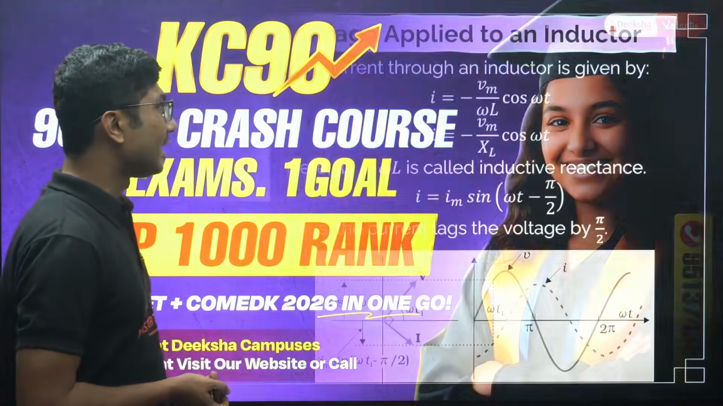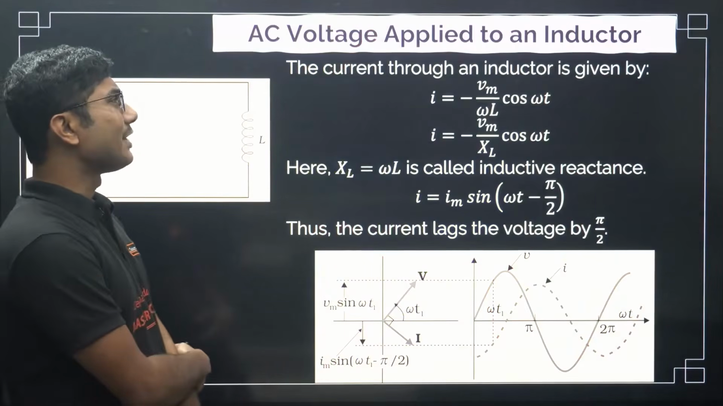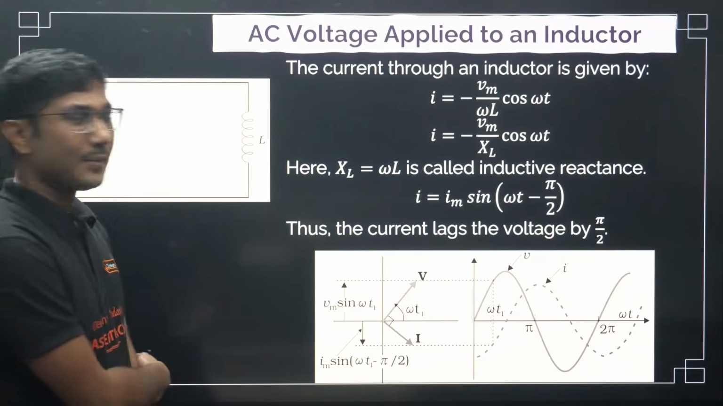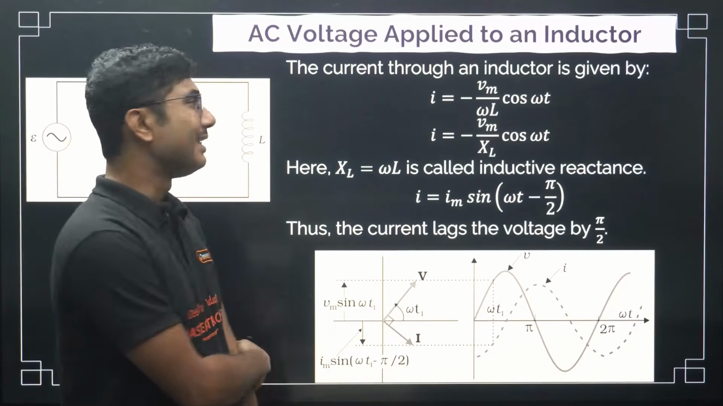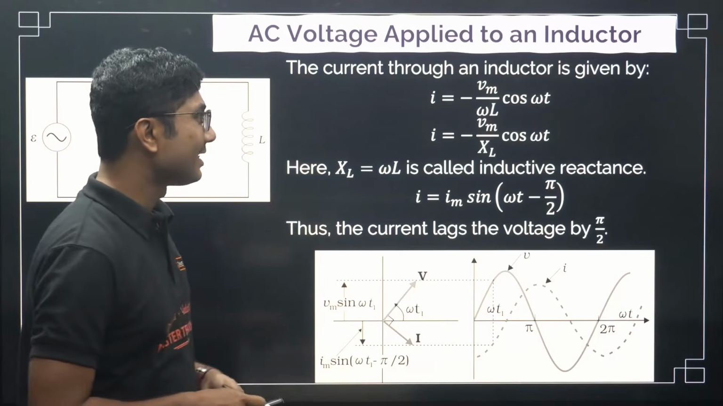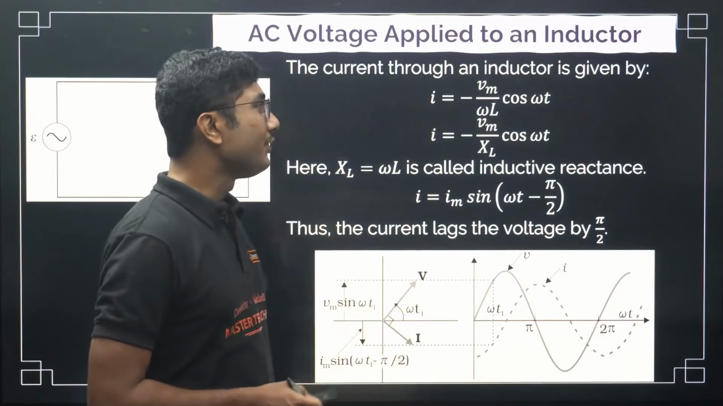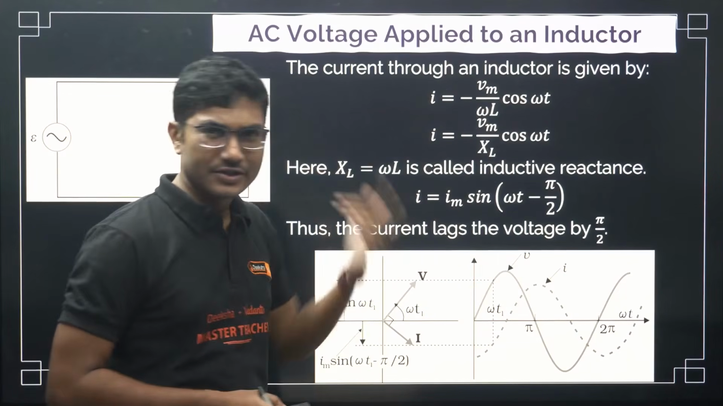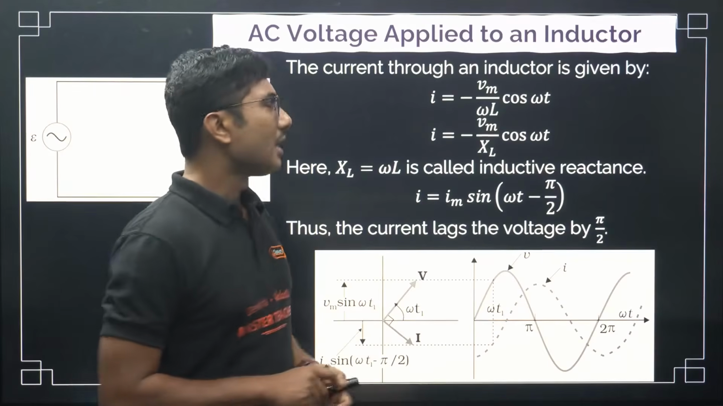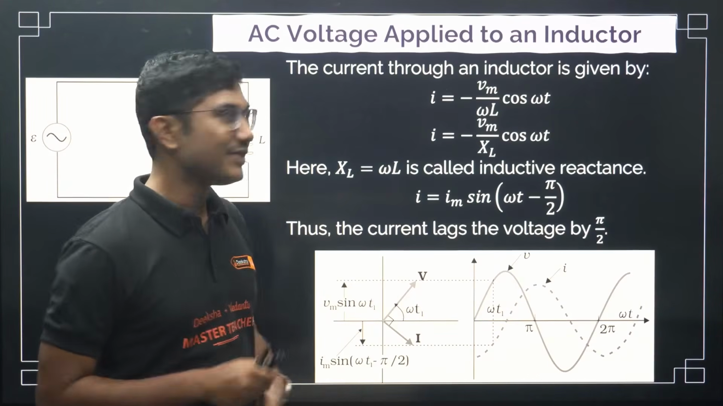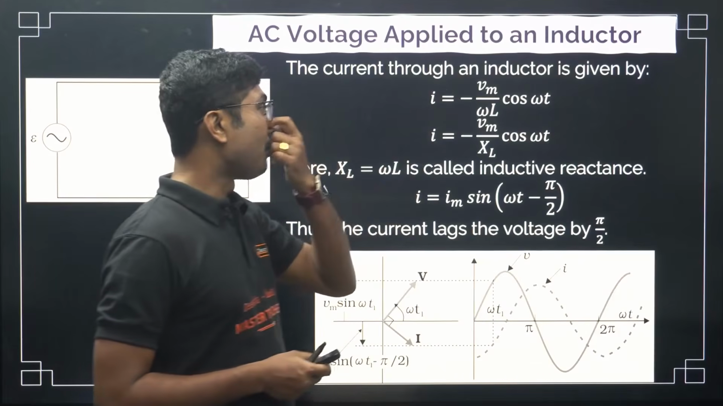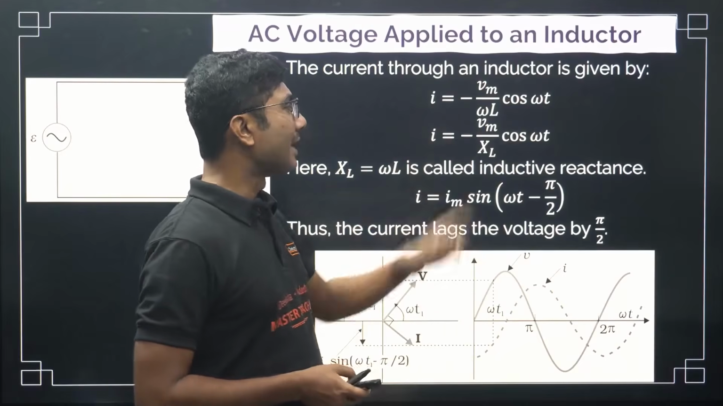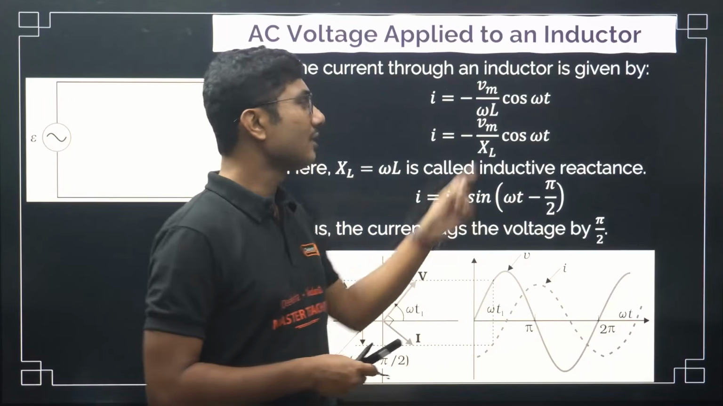Now let's continue. AC voltage applied to an inductor. Let us concentrate on what will happen if you apply AC voltage to an inductor. The current through an inductor is given by I equals minus Vm by omega L cos omega t. Normally for a resistor it was Vm by R. Now for an inductor the equation changes slightly and it becomes minus Vm by omega L cos omega t, or I is equal to minus Vm by XL cos omega t.